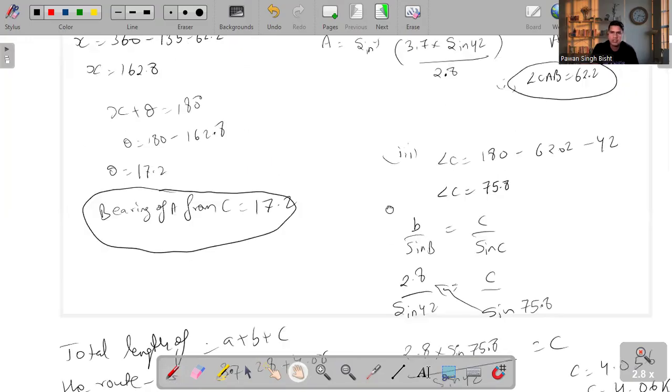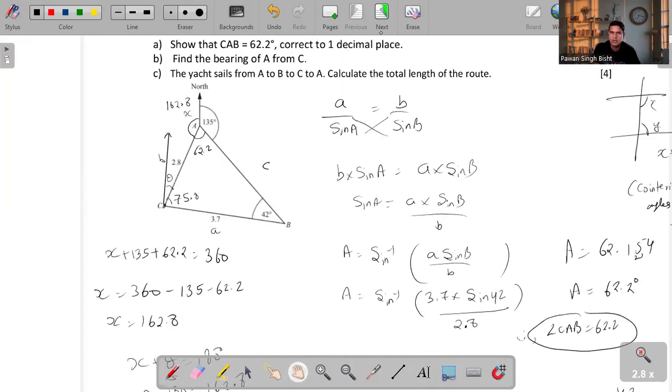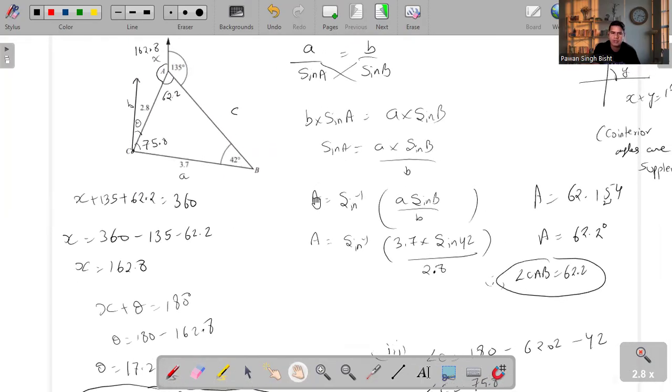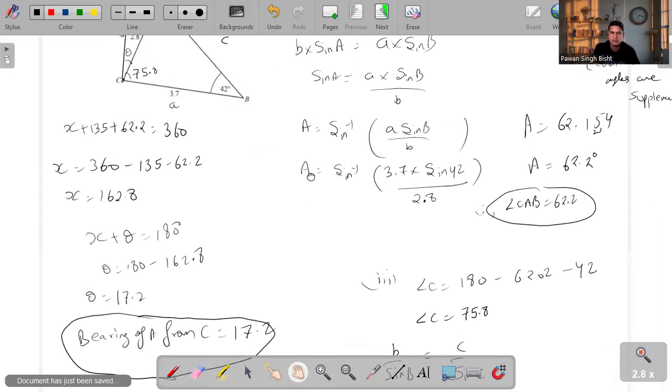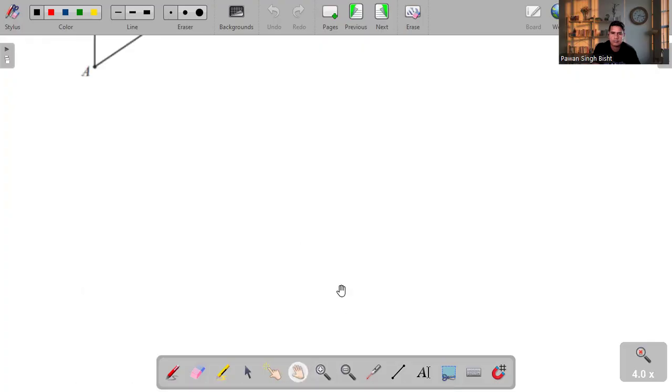Now you see, in bearing, they have introduced the sine rule and cosine rule. So this type of question can also be asked in the exam, where they merge the sine rule with the cosine rule, right? Next question. Okay. Next question is this.